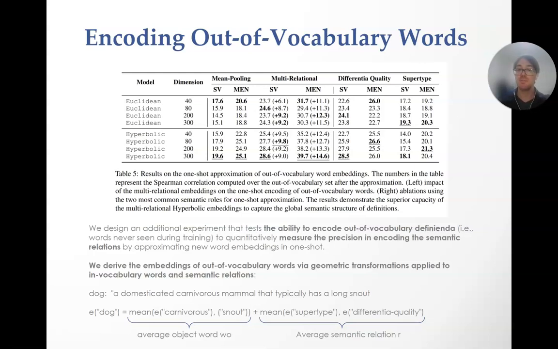For example, if we want to derive the word embedding for the word dog, then we simply average the object words appearing in the definition, such as carnivorous, and then the corresponding semantic relations extracted via the definitional model. This allows us to approximate out-of-vocabulary words using the semantic relations via one-shot embeddings. The results in the table reveal the impact of the multi-relational approach when compared to a mean pooling baseline, and also remark the superior capacity of the hyperbolic embeddings to capture the global semantic structure of definitions.